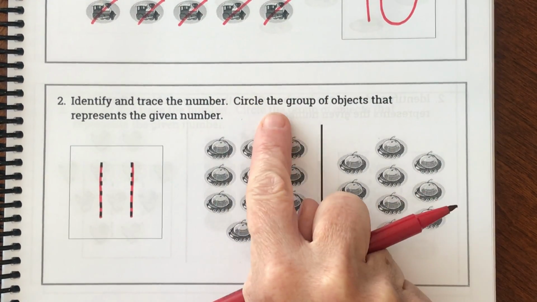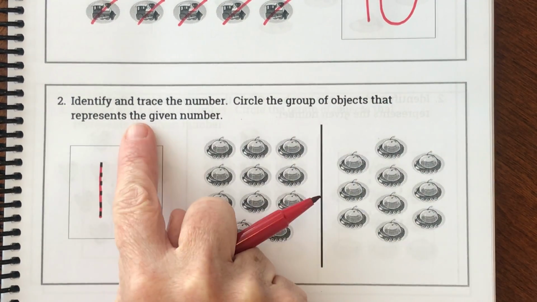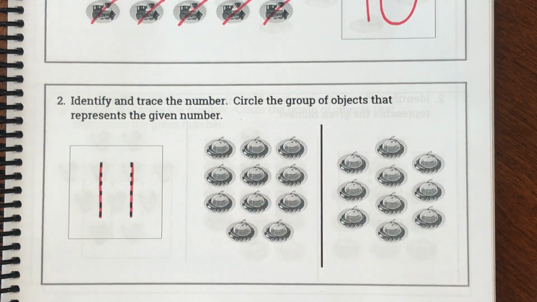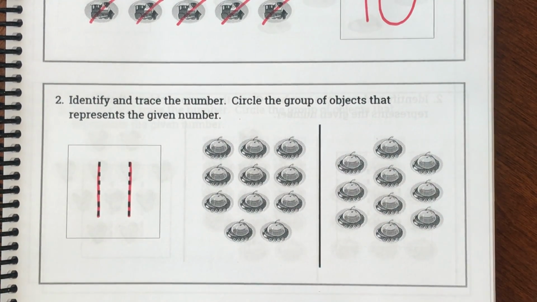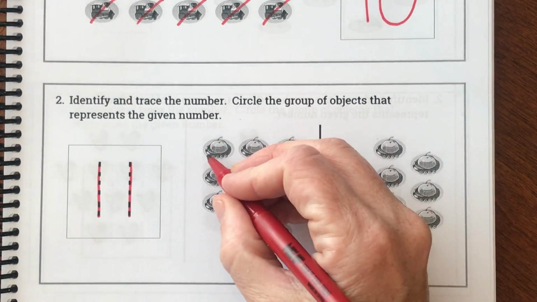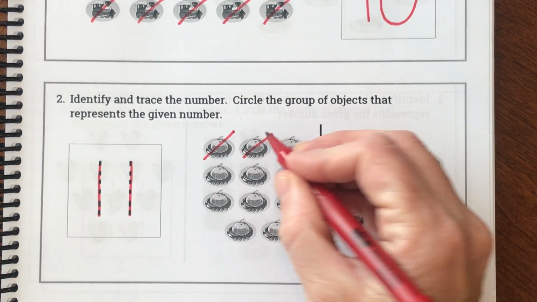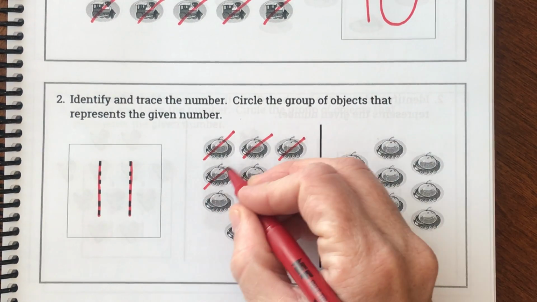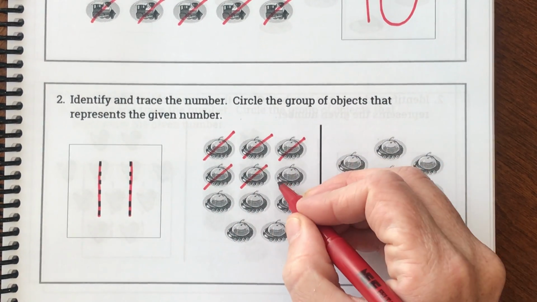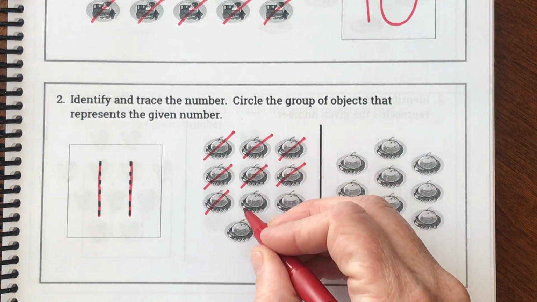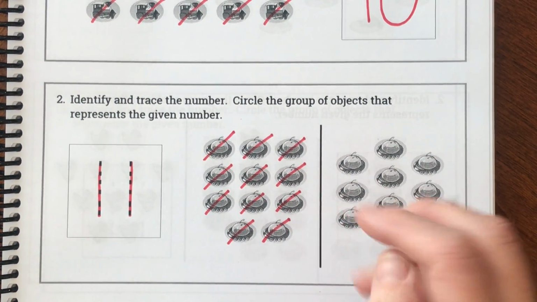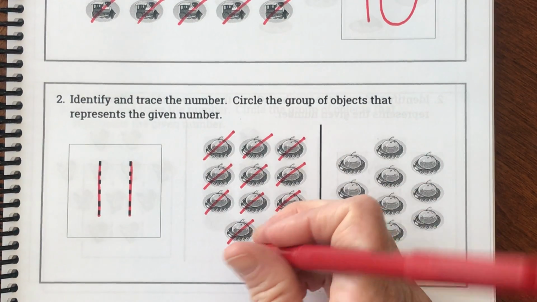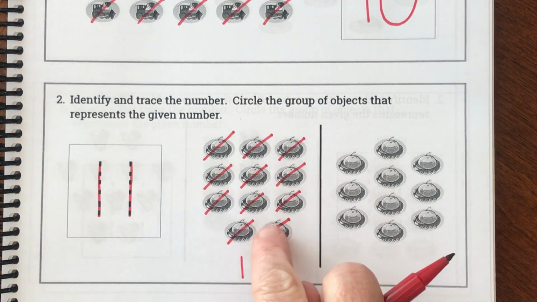Then it says, circle the group of objects that represents the given number. So are there 11 here or 11 here? Well, I need to count them then. So I'm going to count them both and look for which one has 11. 1, 2, 3, 4, 5, 6, 7, 8, 9, 10, 11. Ooh, I counted 11 there. So I think that is my answer.